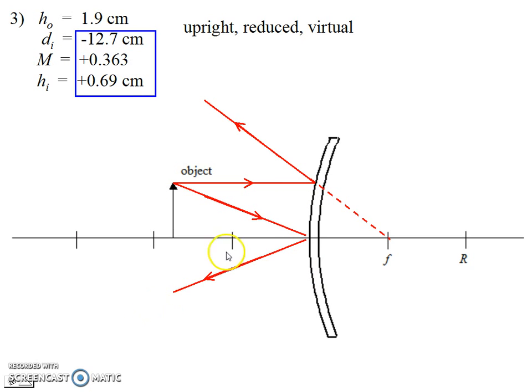So what do we do? Well, what did we do before? We trace the rays backwards. So we trace this backwards. This reflected ray was already traced backwards, and here's the intersection point. That's where the image forms. There it is.